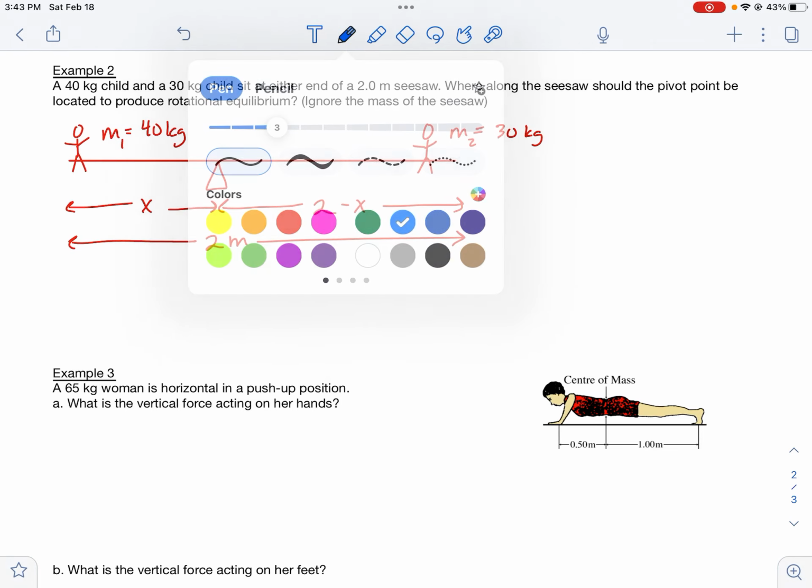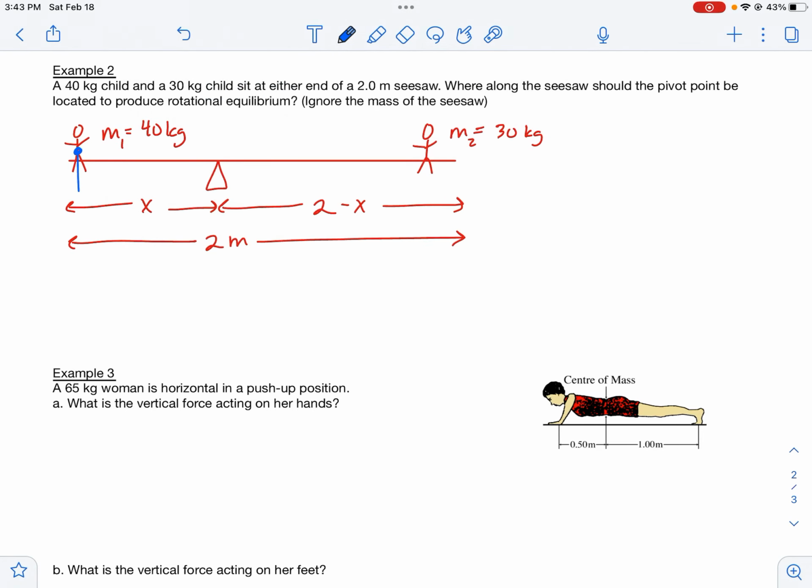And those masses cause weight. So I could calculate the force of gravity on each kid by taking the mass times 9.81. And that's what I'm going to do. So I want to make sure that the sum of the torques is 0.